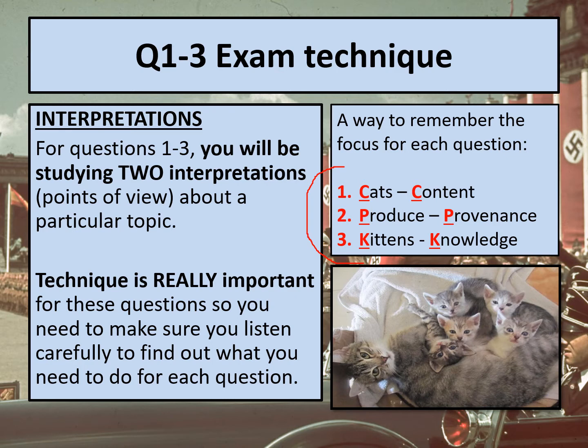Question 3 is all about knowledge. That's our kittens section. So it's really important for this section that you really hone in on that knowledge. You've got to make sure that it's about point knowledge for each different paragraph. And don't forget the knowledge question is larger, it's 8 marks. So you do need to make sure that it is 3 paragraphs as opposed to the others, which are smaller, they are just 4 marks. So that's just a bit of a recap about the technique overall. Just don't forget, guys, cats produce kittens, content, provenance, knowledge, and don't confuse the 3 of them.